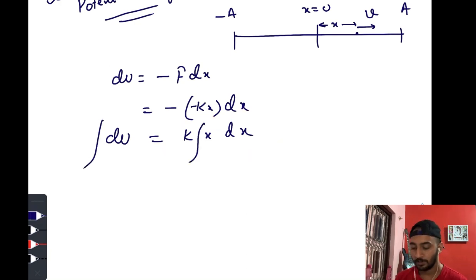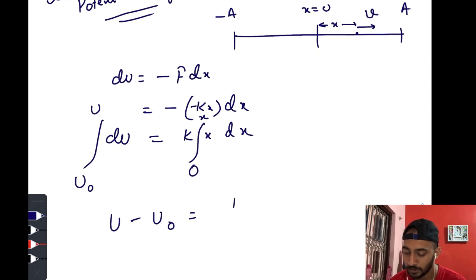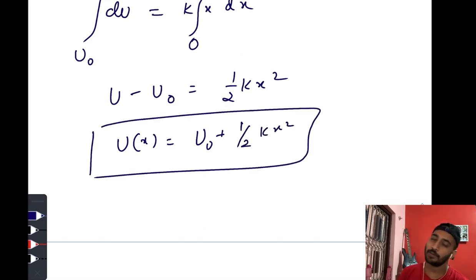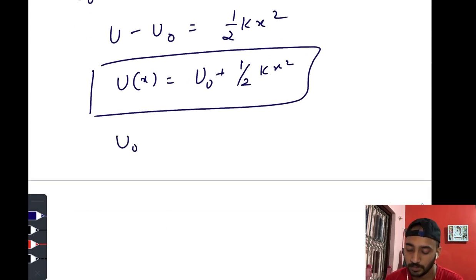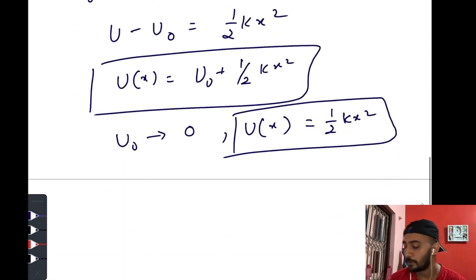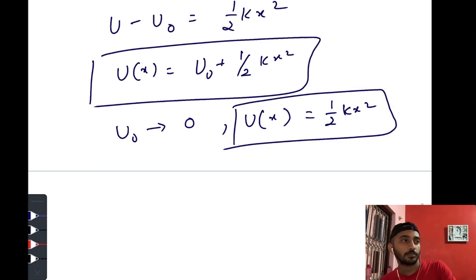So if you integrate on both sides, when x equals 0, that means when the particle is in its mean position, there might be some initial potential energy, which we will call the reference potential energy. At displacement x, let the potential energy be U. So U minus U naught gives you half kx square. Fine. So potential energy as a function of x becomes U naught plus half kx square. In most cases, people consider U naught as 0, which gives you a simpler relation of potential energy. So as you know, every conservative force is mapped with some potential energy function. So for spring force, that is F equals minus kx, the potential energy is half kx square.